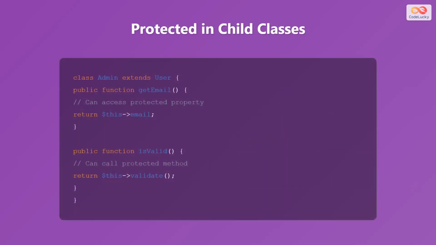Here's how protected visibility works with inheritance. We have a class named Admin which extends the User class. The getEmail method returns $this->email, accessing the protected property from the parent class. The isValid method returns $this->validate(), calling the protected method from the parent class.